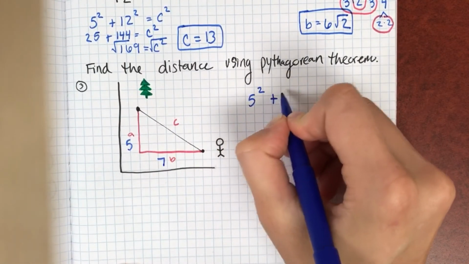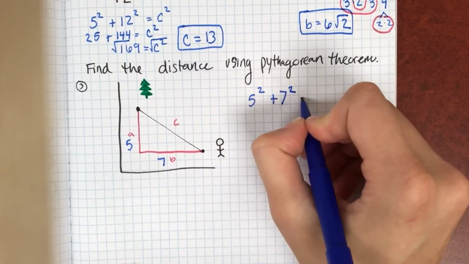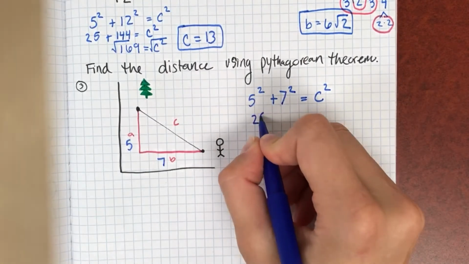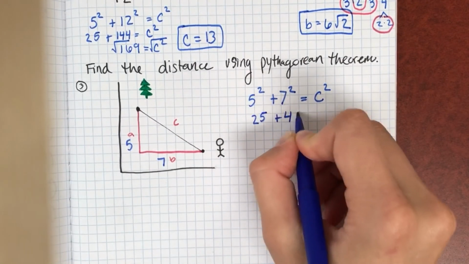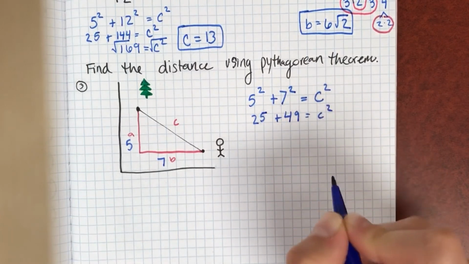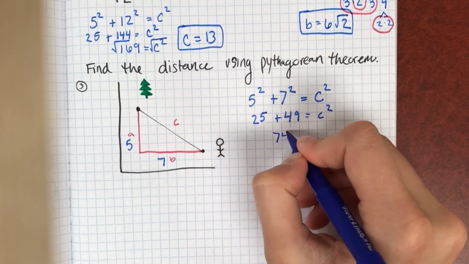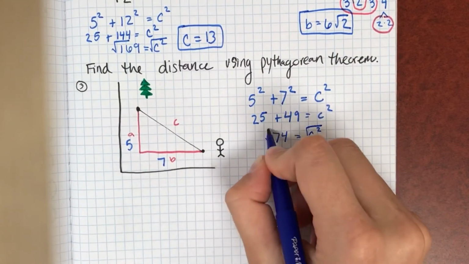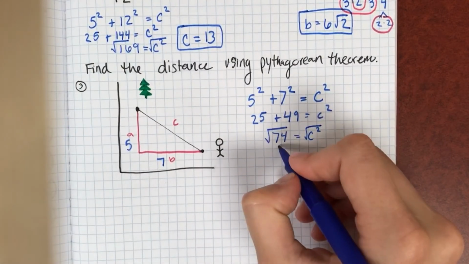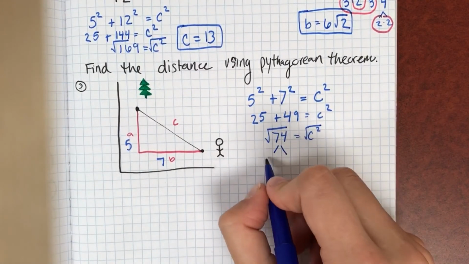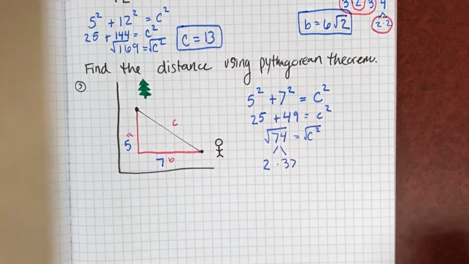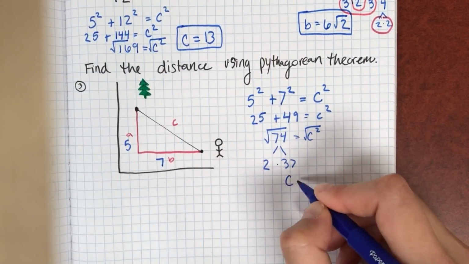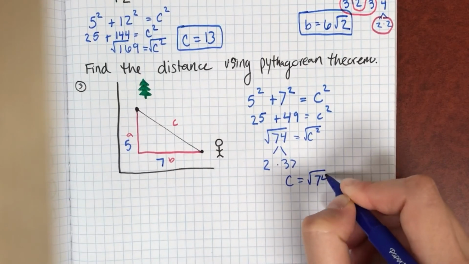So 5 squared plus 7 squared equals C squared. So 25 plus 49. So we've got 74 equaling C squared. Again, when we square root to undo, we're going to have to do that prime factorization. Now, two numbers to get to 74 are 2 and 37. Neither of those will break down anymore, so then we can just say that C equals the square root of 74.